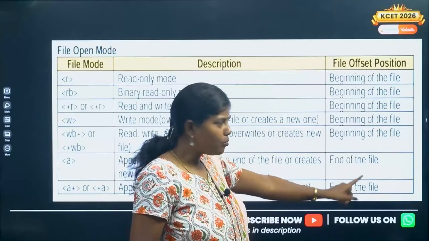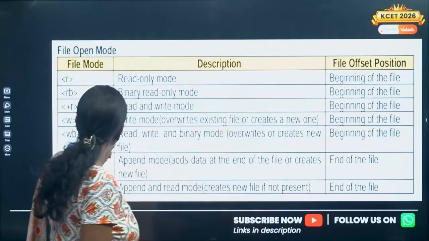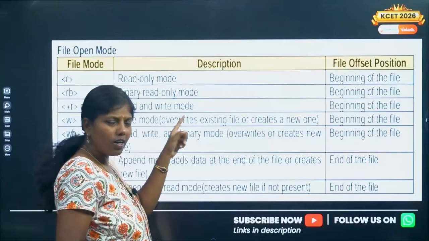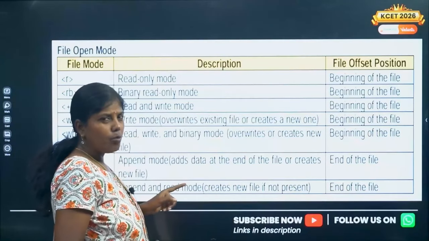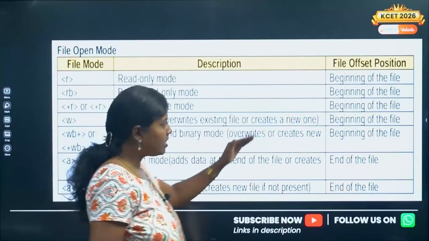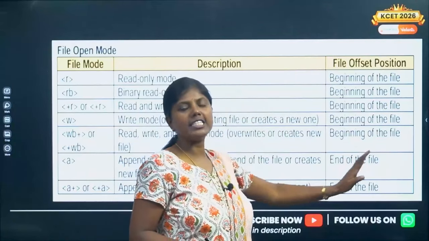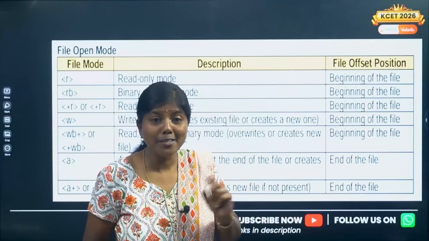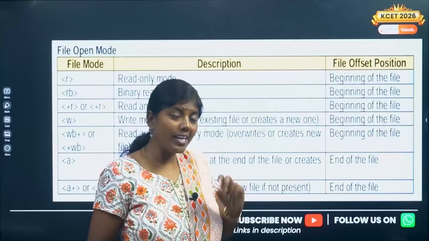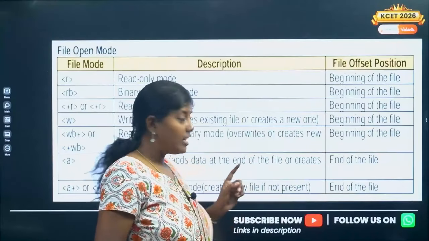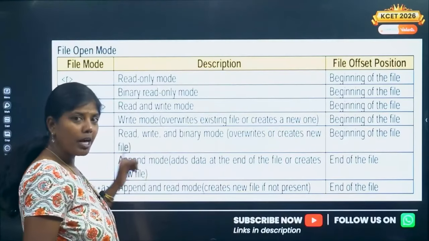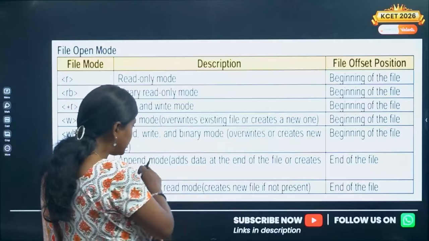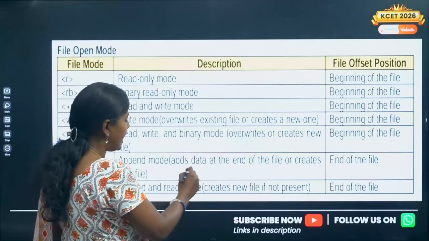In all other modes, whether it is W, R plus, or W plus, the file object will always be pointing at the beginning of the file only. Then what about A, the append mode? That means the data gets appended at the end.